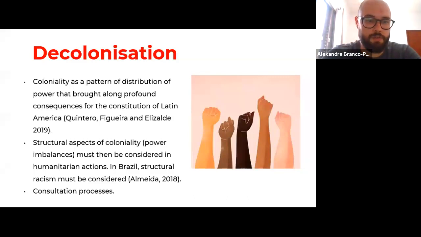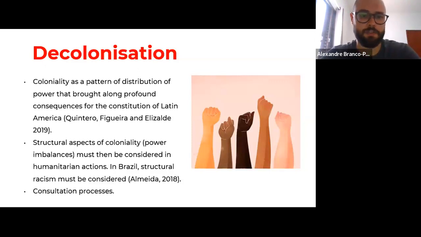That means that the structural aspects of coloniality must also be considered in humanitarian actions, which means that in Brazil, structural racism must be considered. Although we mostly refer to emergencies and disasters when talking about humanitarian action, that is, disruptions that break the normal course of life, decolonization must be rendered as a structural and ongoing process that goes beyond the end of the state of emergency, that is, when life goes back to normal.